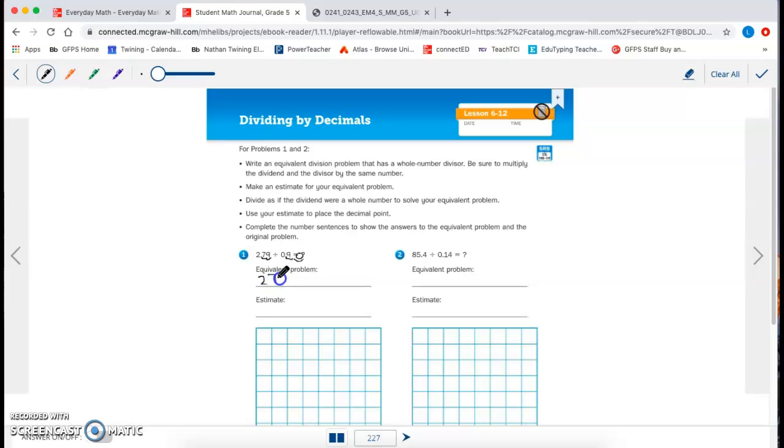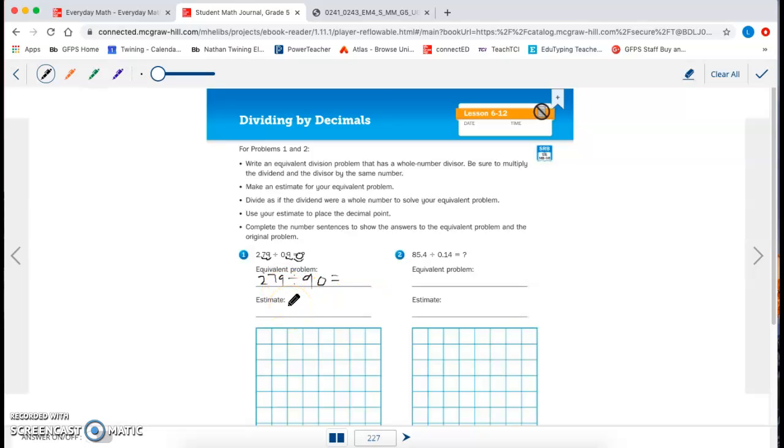279 divided by 90. Now see, if I had done them by two different numbers and just taken out the decimal, I would end up with 279 divided by 9. And that's just going to end up with an answer that won't be correct. Okay? And then I'm just going to say equals. I'm not going to put anything in there yet.